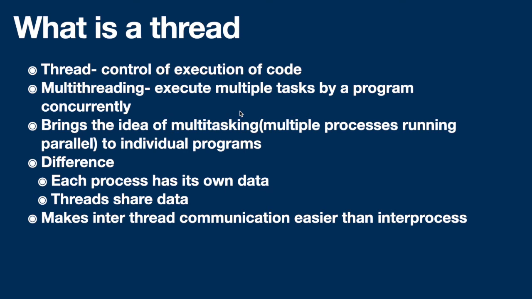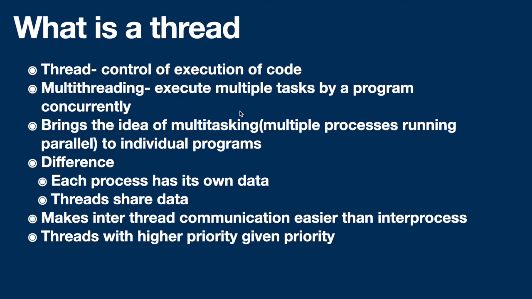And whenever we execute threads, we also have to think about the priorities of threads. The priority ranges from 1 to 10, and the main thread is usually with a priority of 5. Threads with higher priority will be given priority, and this will be managed by the process monitoring the execution of the threads.